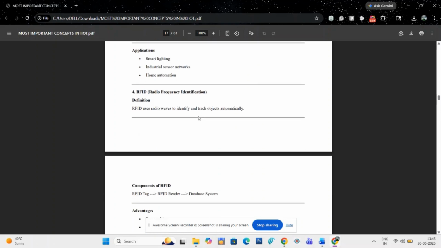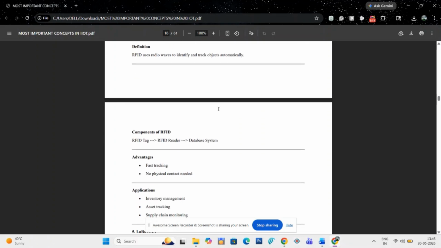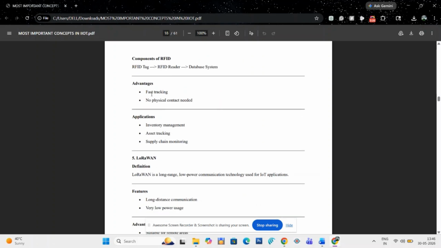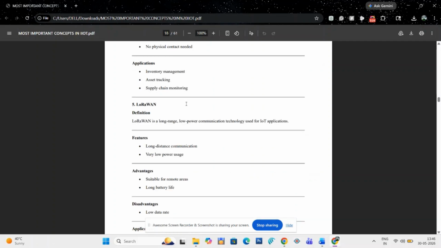So the fourth technology is RFID. What is RFID? RFID is radio frequency identification. It uses radio waves to identify and track objects automatically. The components of RFID are first the RFID tag, then the RFID reader, and then the database system. The advantages of RFID are fast tracking and no physical contact needed. The applications of RFID are inventory management, asset tracking, and supply chain monitoring.